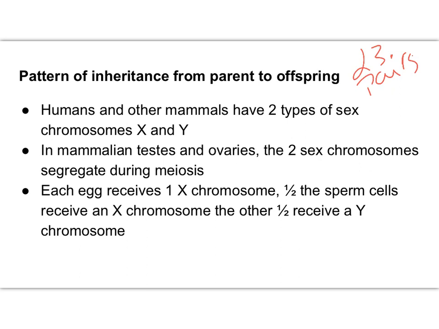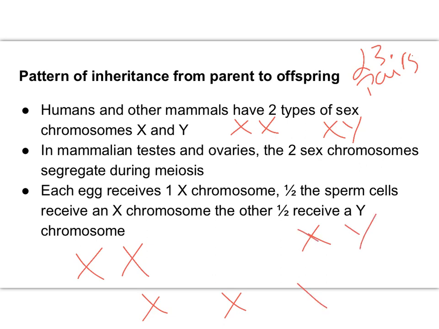So in females, there are 2 X chromosomes, and in males, it is an X and a Y. So in mammals, in the testes and the ovaries, the 2 sex chromosomes will segregate during meiosis. So what that means is, when a female forms an egg cell, every egg is going to end up with an X, right, because she doesn't have anything else to segregate out. But when males form sperm cells, some of the sperm cells will end up with an X, and some of the sperm cells will end up with a Y. And this becomes important if we have specific disorders that are linked to these particular chromosomes.